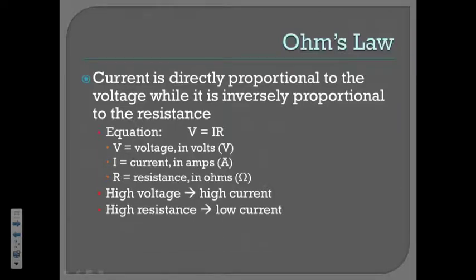Also with resistance, if you have a high resistance, that means you have a low current. So if resistance gets bigger and voltage stays the same, the current has to go down. It also just makes sense because if you have a high resistance, it's slowing down the flow of electrons, and that means a low current. That means that the current isn't flowing as fast, the current of electrons.